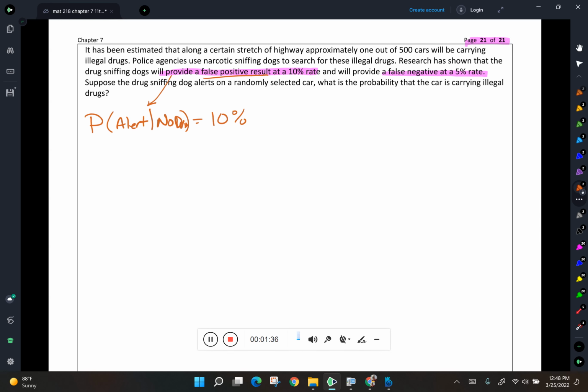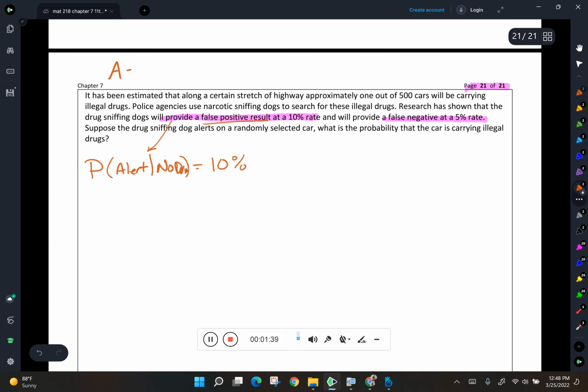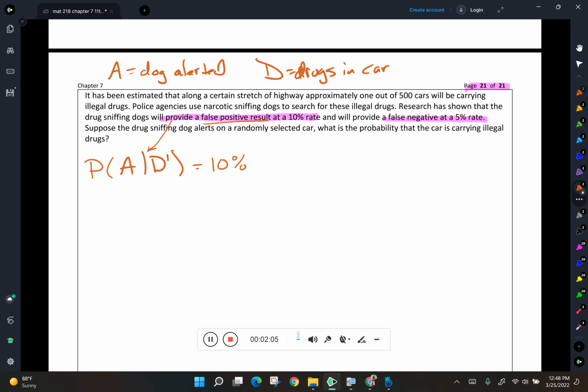Okay? And so if we go with some logic here, we say that A means the dog alerted, and D means that there are drugs in the car, then I can write this as, come on, there we go. The probability of A given D complement is equal to 10%.